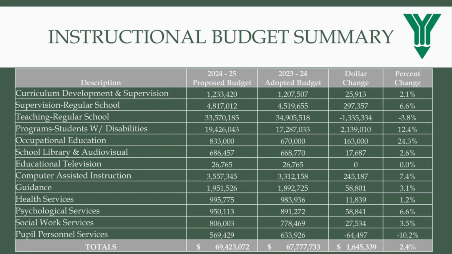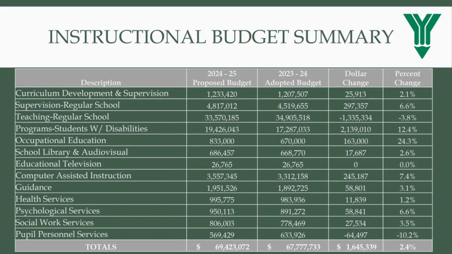The supervision line includes the principal's offices at all 5 buildings. It also includes our security expenses, including our SROs at each school building. That expense is increasing by $50,000 for next year. The cost of the new AP, the proposed AP for the FlexPath program, is also represented in this line.